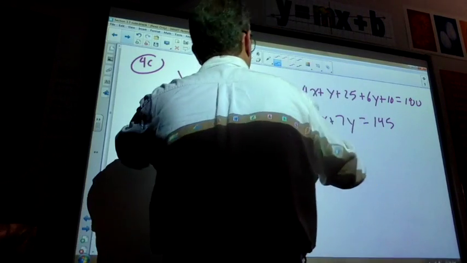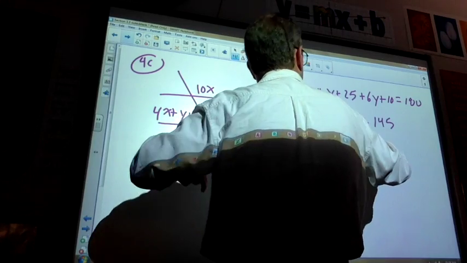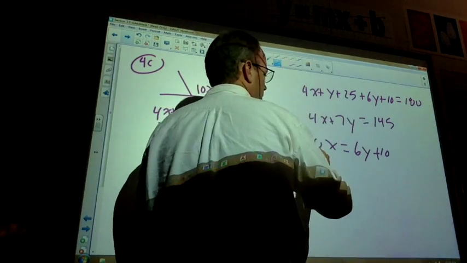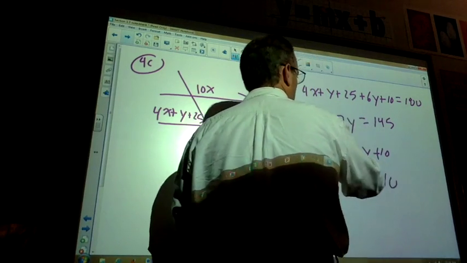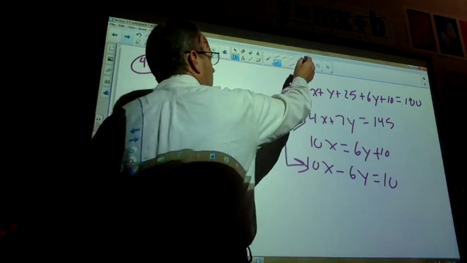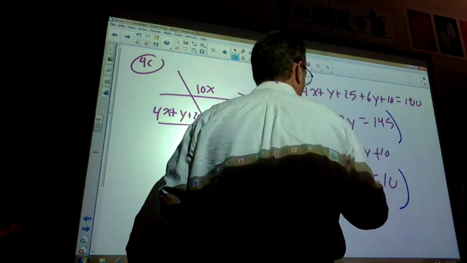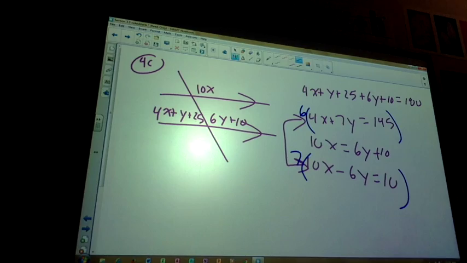And then I can go 10x is equal to 6y plus 10 because of corresponding angles. Bring the y over, so I'm going to get 10x minus 6y equals 10. And then we'll combine those together. It looks like 42 would be the best thing, so I'm going to multiply this whole thing by 6 and this whole thing by 7, and that'll work out for you algebraically. We good?